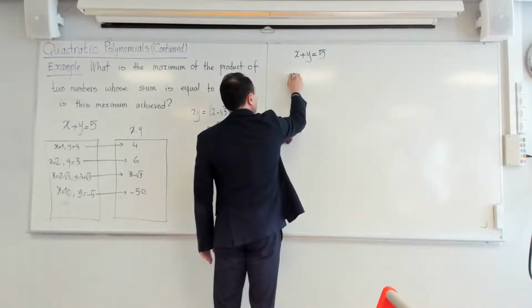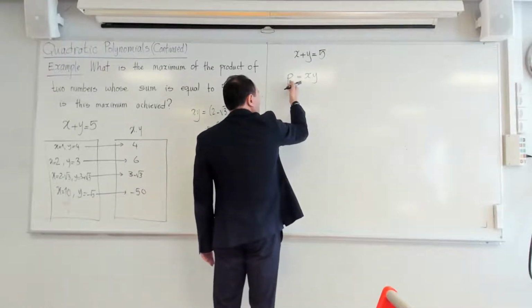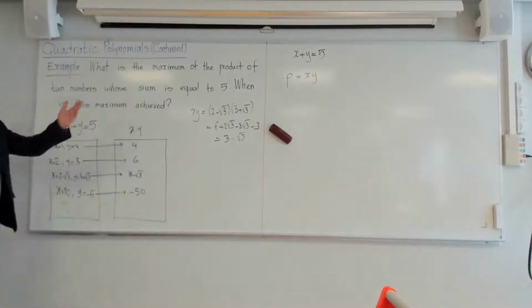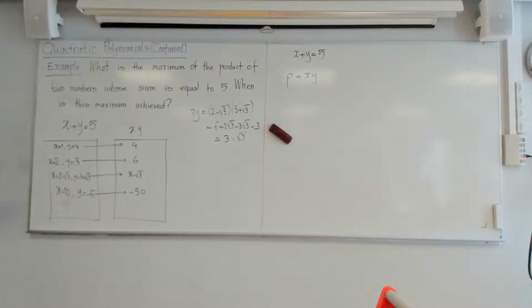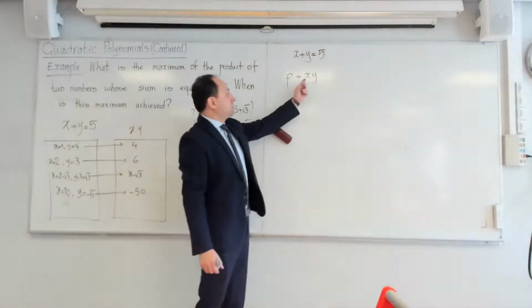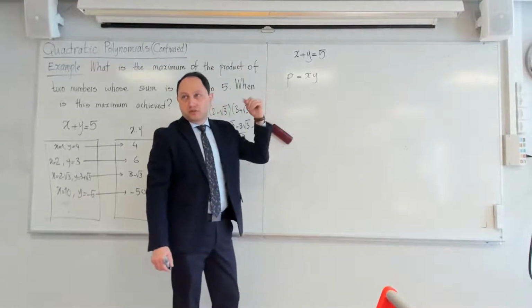So my goal, let me call it P. P is equal to x times y. That's a good name because it's a product. I want to maximize P. Do you see any relation? This is not a quadratic polynomial yet because I have two variables here. How can I get rid of one of the variables?